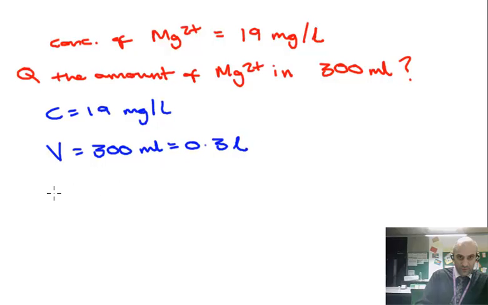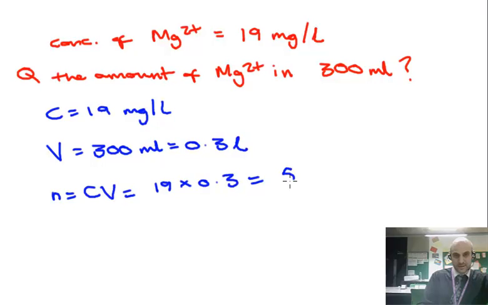And n equals concentration times volume. So my concentration is 19 times 0.3, and that equals 5.7 milligrams. Okay, stands to reason because the concentration of magnesium is smaller than calcium, so we're going to expect less, even in a slightly larger volume.